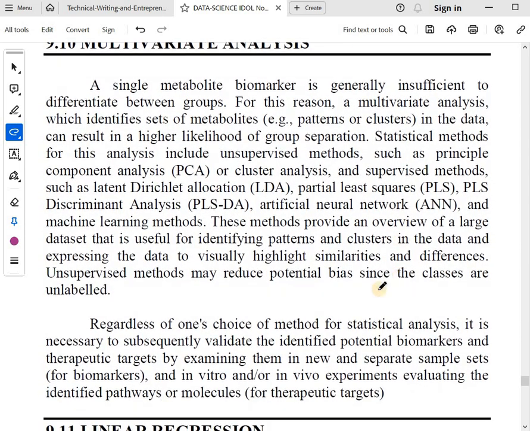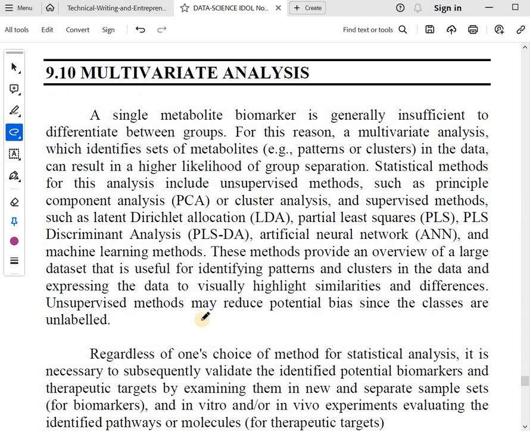Okay, multivariate में क्या होता है? In multivariate, we are talking about multiple variables. So there are 3 or more than 3 variables. Then it is called as a multivariate analysis. Now we have lot of techniques for multivariate analysis. Some of them are principal component analysis, or you have a technique called as LDA. You have a technique called as PLS, that is partial least square. You have partial least square discriminant analysis. You have something called as ANN, that is artificial neural networks, etc.